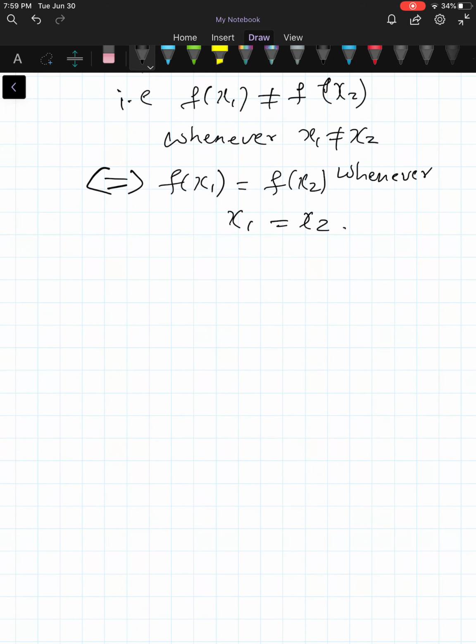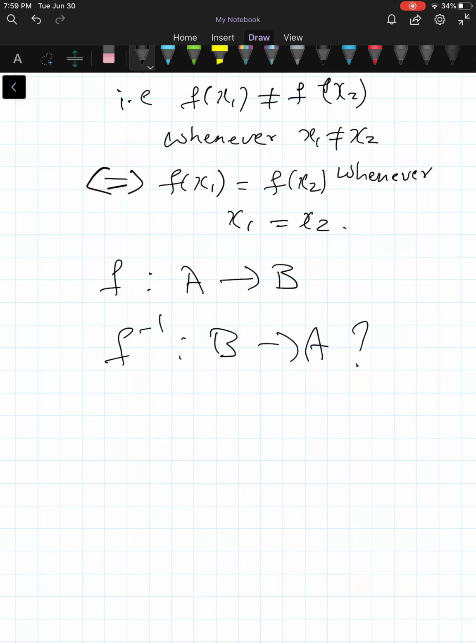So why are these one-to-one functions important? Not all functions will have an inverse function. That is, if f goes from A to B, will we have a function f inverse which goes from B to A? It is not possible always. It is possible only if f is one-to-one. Only one-to-one functions will have inverse functions.